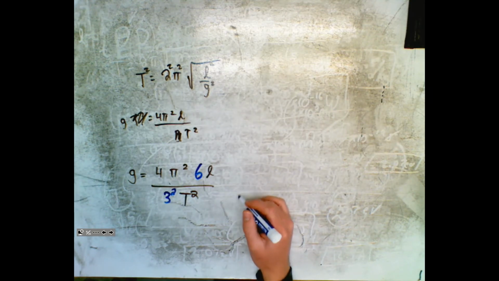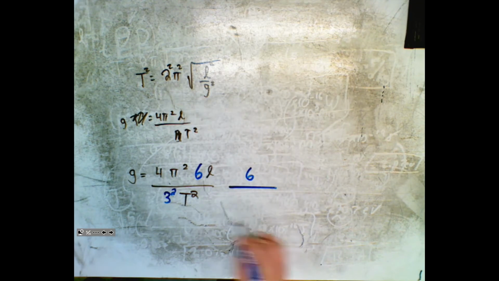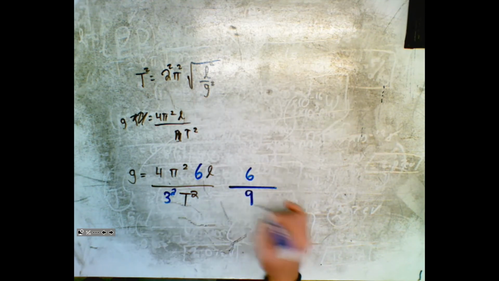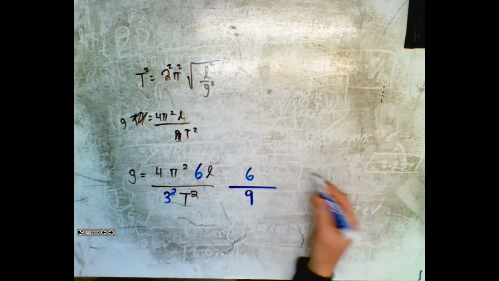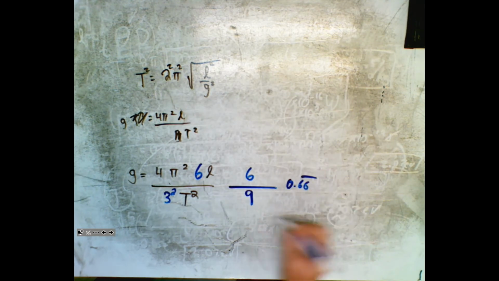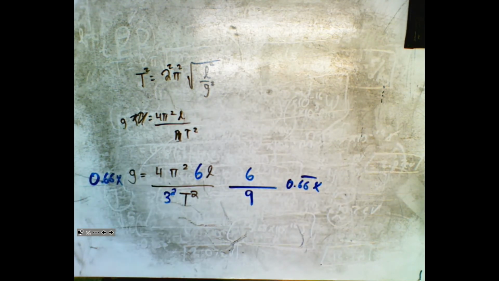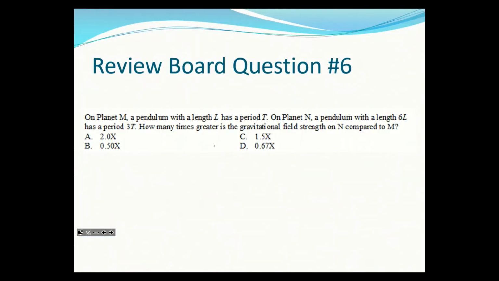So how many times greater is the gravitational field strength? Well, on top we're changing it by 6, and on the bottom we're changing it by 3 squared, which is 9. So it's going to be 6 over 9, which is 2/3, so 0.66 repeated times. So on this side it's going to change by 0.66 repeated, or 0.67. I should round that properly. So my answer is D.